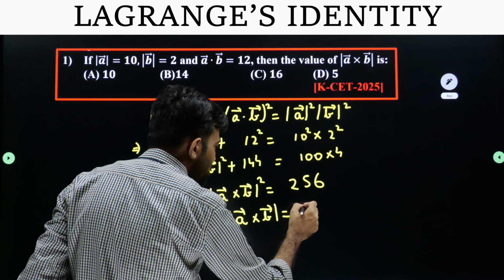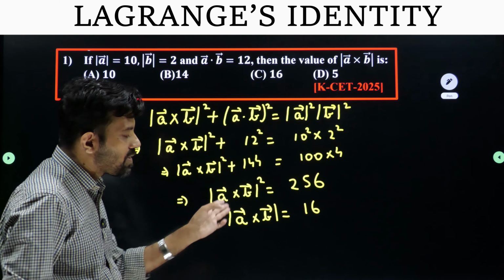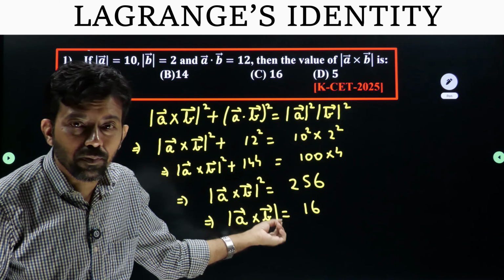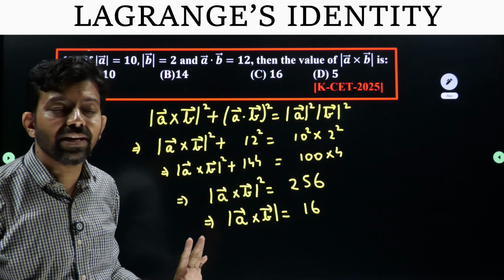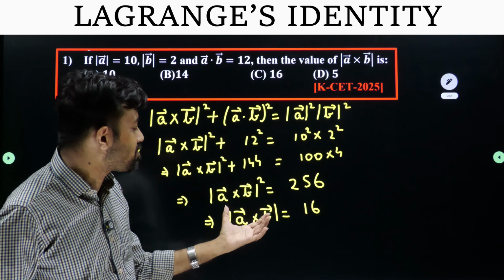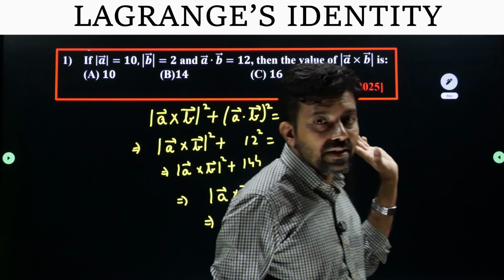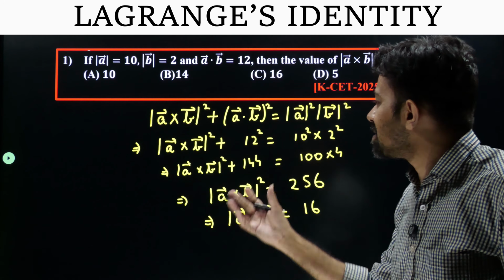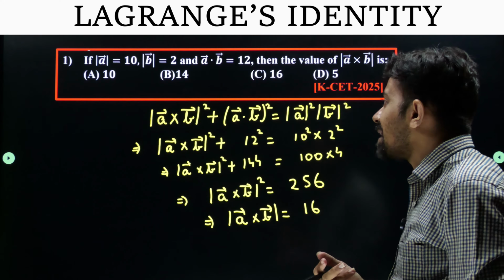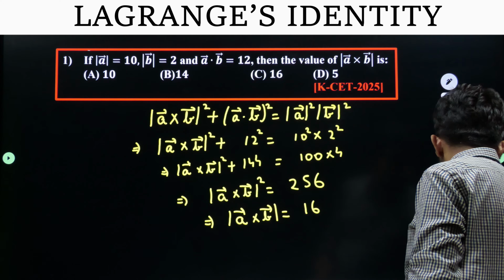Don't write magnitude is plus or minus. Magnitude is always non-negative. It's either positive or 0, but can't be negative. Don't write plus or minus 16. Magnitude of A cross B is equal to 16. Answer is option C. Question asked in KCET 2025. Simple question on Lagrange's identity. Take up the next one.